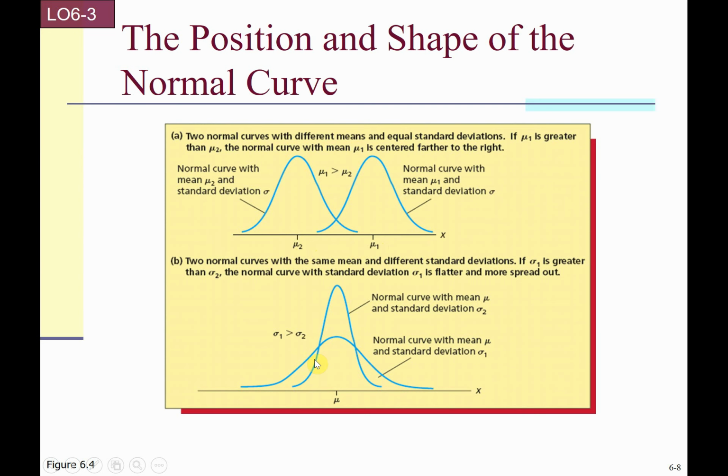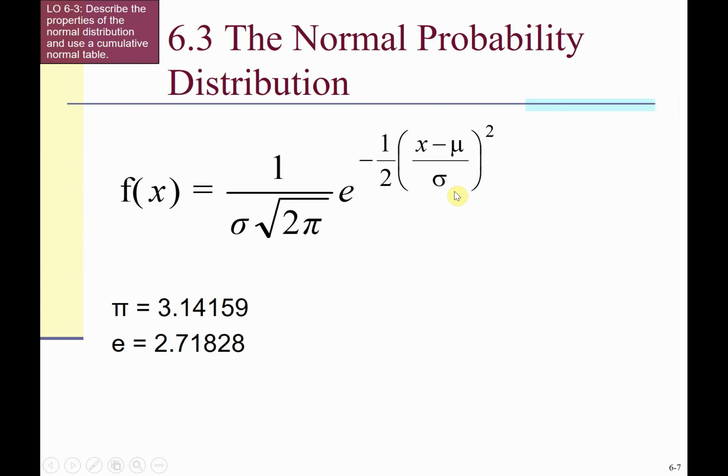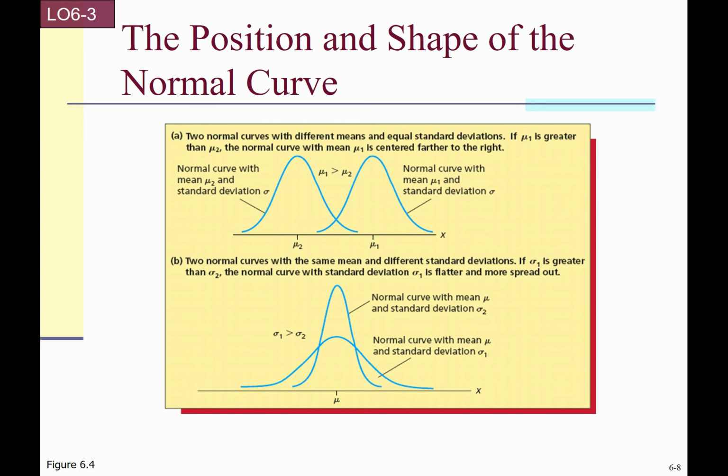The other parameter that defines it is the standard deviation. The standard deviation tells you how wide the distribution is. So if we look at this normal distribution, it has a standard deviation that is much smaller than this one.